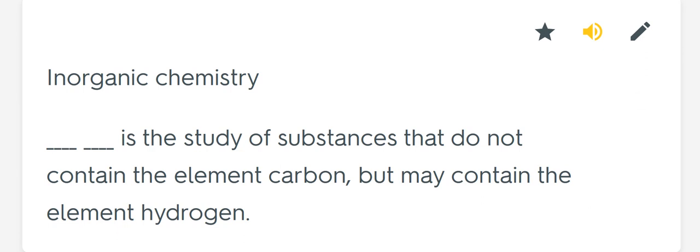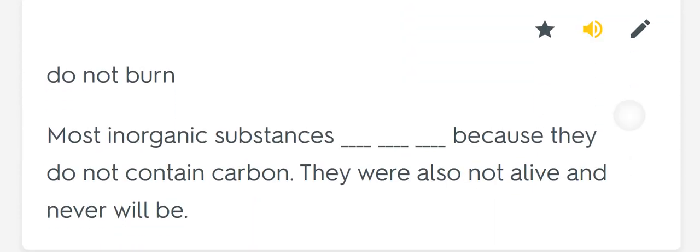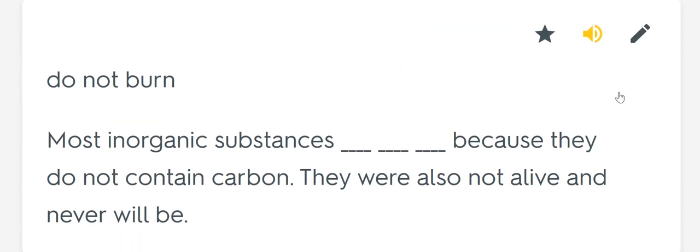In organic chemistry, inorganic chemistry is the study of substances that do not contain the element carbon but may contain the element hydrogen. Most inorganic substances do not burn because they do not contain carbon. They were also not alive and never will be.